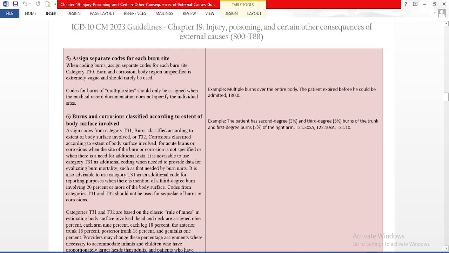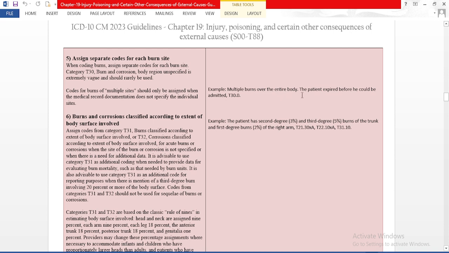So here assign separate codes for each burn site. Whenever a patient has multiple burn sites, we need to code each and every burn site. Codes for burns of multiple sites should only be assigned when the medical record documentation does not specify the individual sites. So here we have an example.